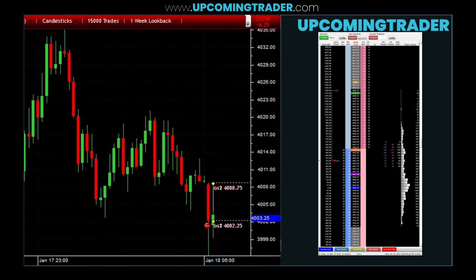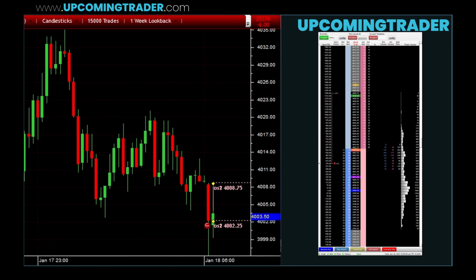The hammer pattern forms when the price drops significantly during the trading period, but recovers to close near the high, forming a small body with a long lower wick. This shows that buyers stepped in aggressively, suggesting a potential reversal, especially if accompanied by a spike in volume.